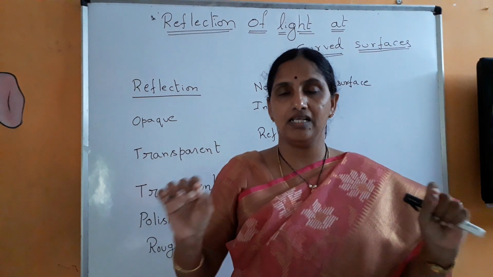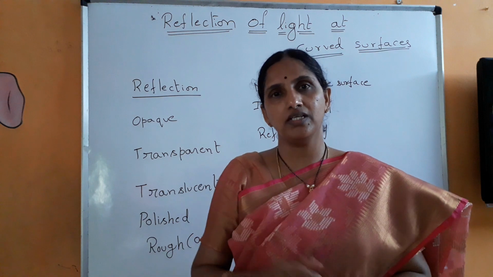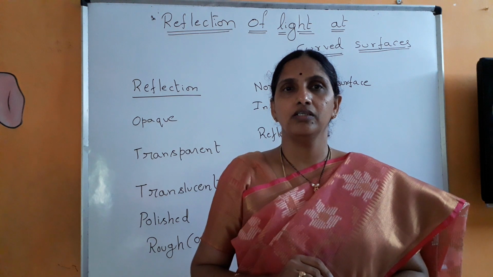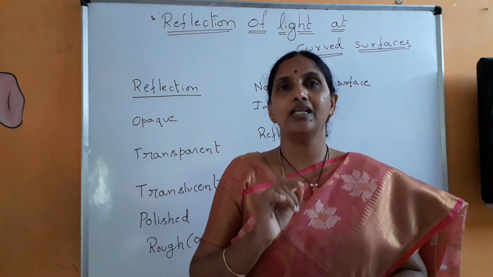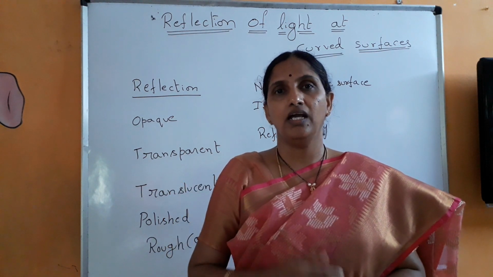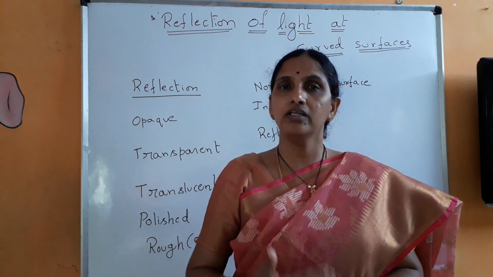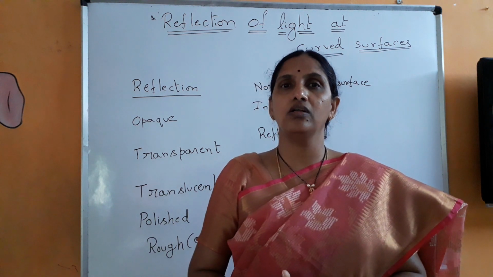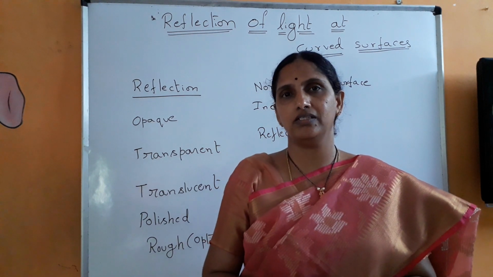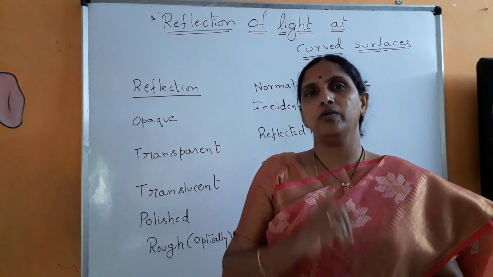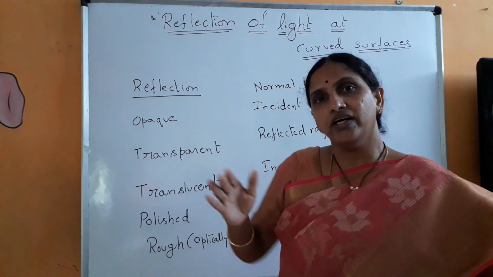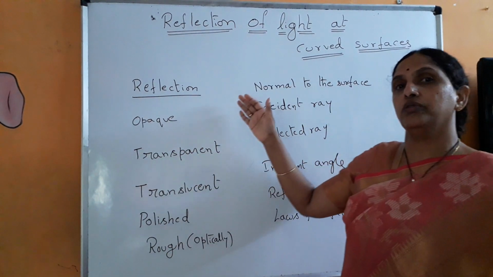But we are in class 10, so a proper definition has to be given for this. So the property due to which a light ray comes back into the same plane after being incident on a surface is called reflection. So reflection is one of the properties of light. See, to go ahead, we are supposed to know a few terminologies.